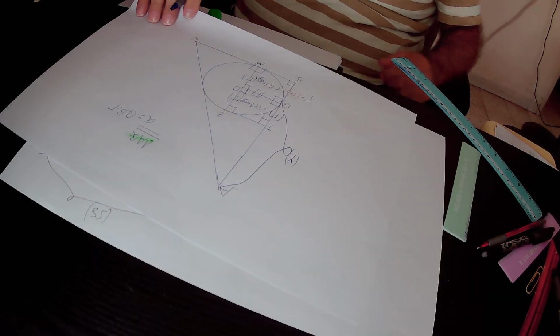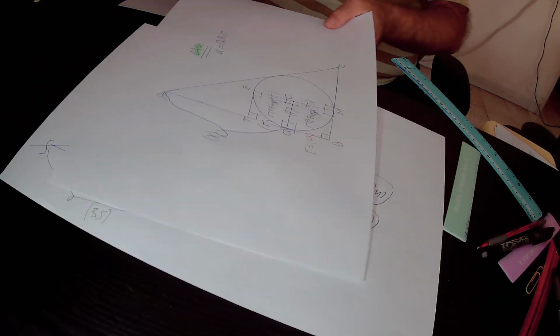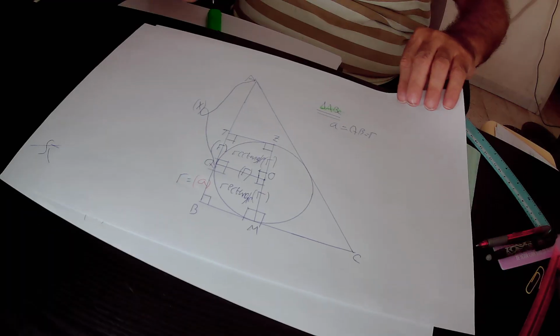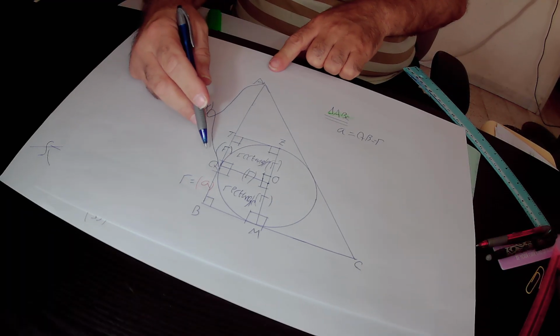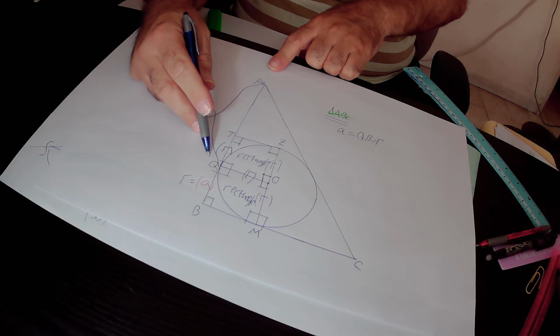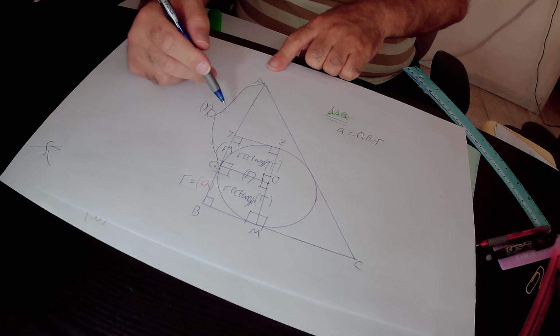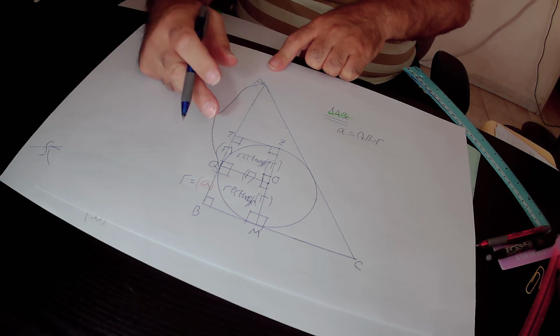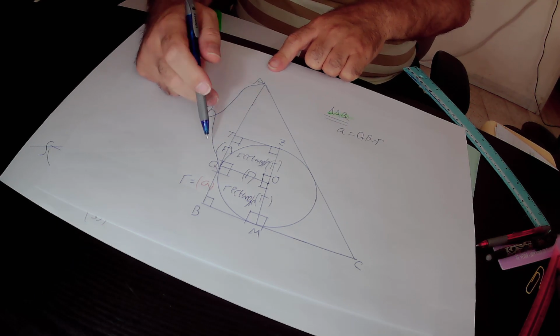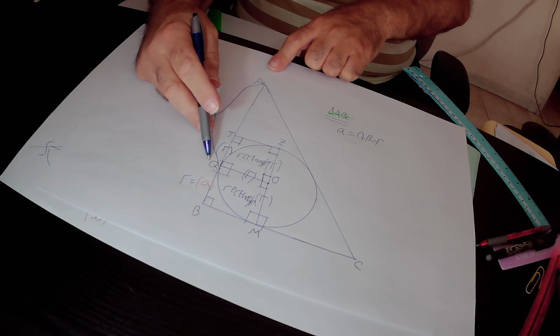What is the value of x? X equals AQ, and AQ equals AT plus TQ. So AQ equals AT plus TQ, that is R. So AQ in total equals AT plus R.